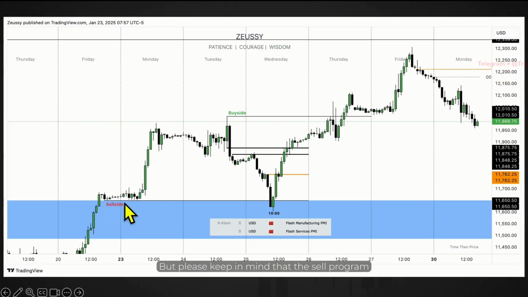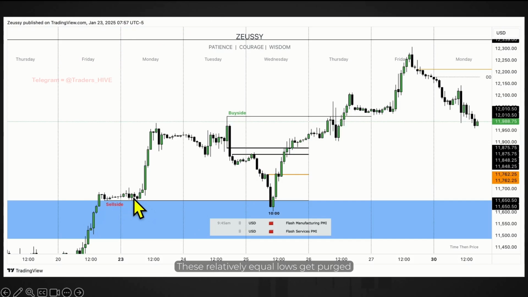But please keep in mind that the sell program is only going to last until that higher time frame discount array gets reached of that daily BC. We see the market expand lower and throughout the New York morning session, listen closely, throughout the New York morning session, this daily BC gets reached.